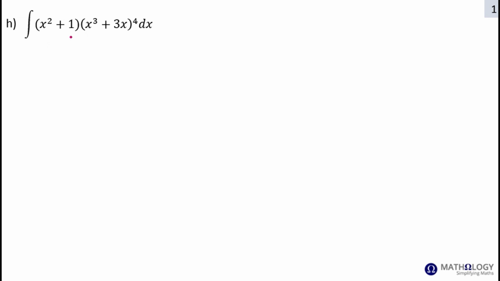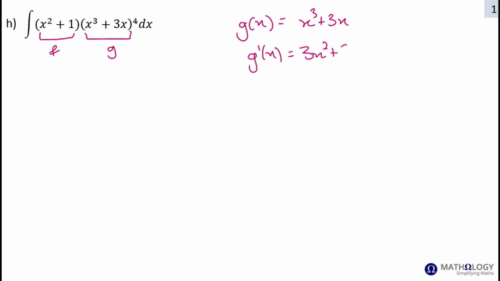Now this one may look more complicated than it actually is. Just look a little closer. If you look at x cubed, if you just call x squared plus 1 f and x cubed plus 3x g, don't worry about the 4 here. If we take the derivative of g, we'll have 3x squared plus 3, right? So if we call g of x x cubed plus 3x, then the derivative of g will be 3x squared plus 3. And if we take out a common 3, we have 3 times x squared plus 1. And that's the function f, the x squared plus 1.